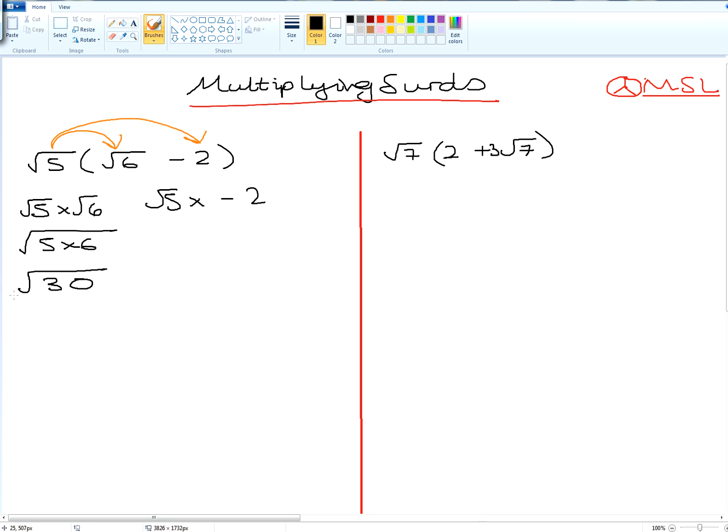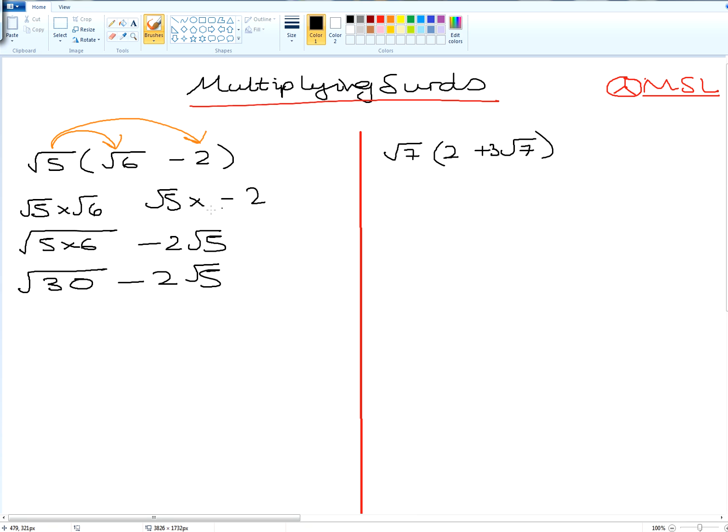And there's no square numbers in 30 at all. The square numbers that we will be looking for will be like 4, 9, 16. Those are the square factors that we're looking for. They don't exist within 30. Now root 5 times minus 2 will give us what? Minus 2 root 5.